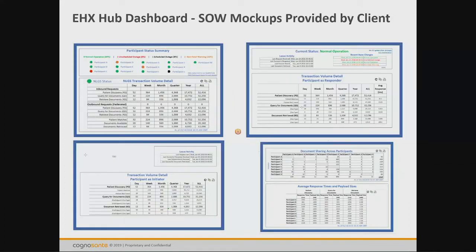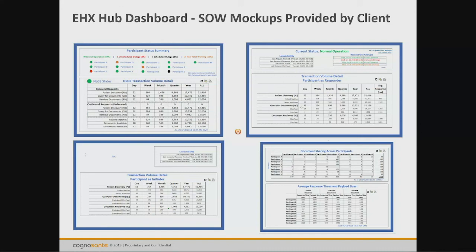This is essentially what we started with. This came as part of our statement of work. You can see these were some mock-ups that were provided. They really kind of showed, I think, some key things for us. They wanted to see the operational status of the hub. They wanted to be able to see the viewpoint of the participants' activity levels, both as an initiator and as a responder. And then they wanted some kind of cross-participant trading information or volumes, as well as response times. So those were some key things that we picked up and that we read into the mock-ups.